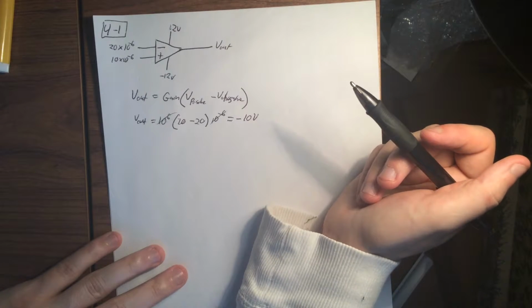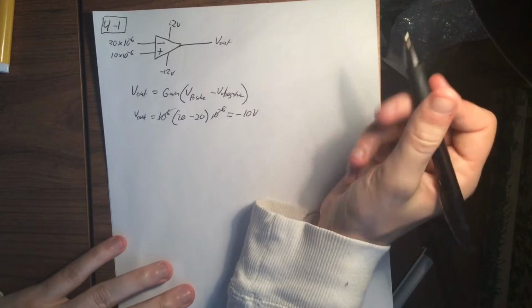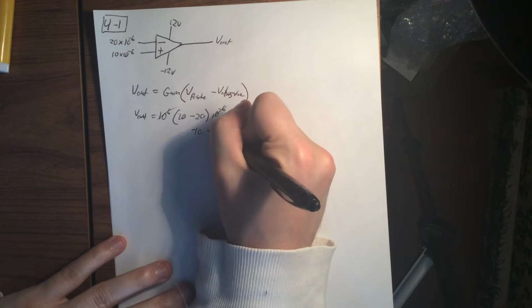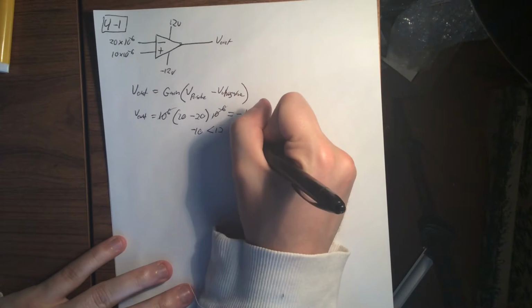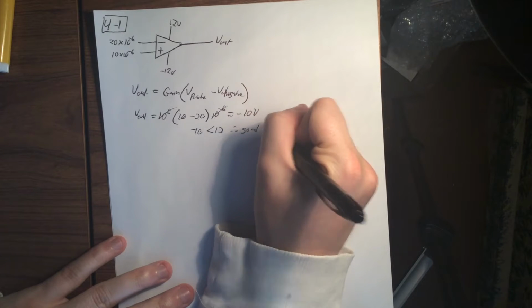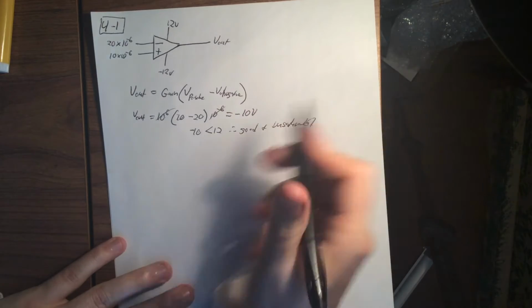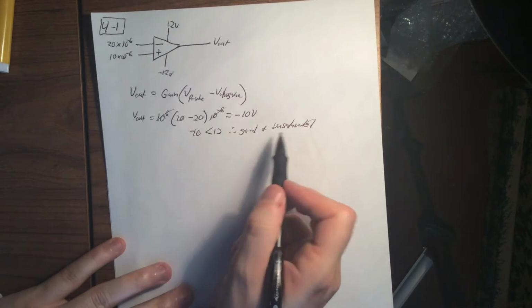Okay, so we're going to also look then at our saturation. Minus 10 is going to be less than 12 in magnitude, and therefore good and unsaturated, which means that this is going to fall within the linear region.